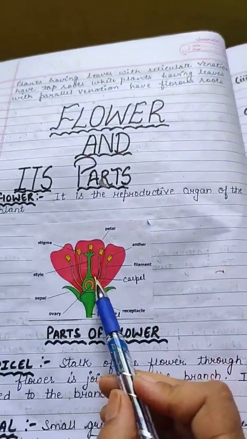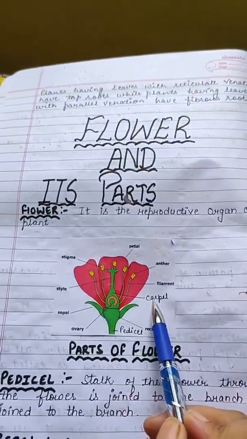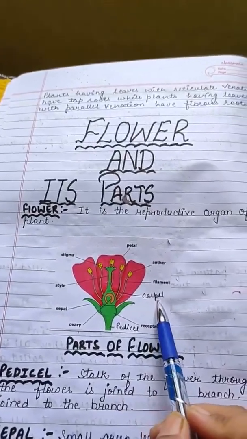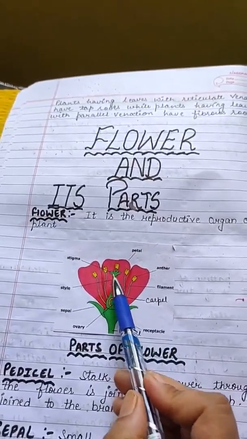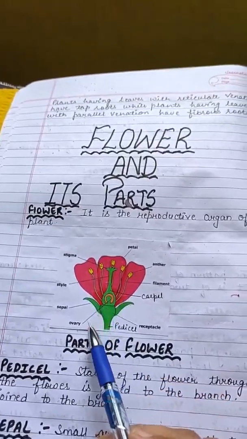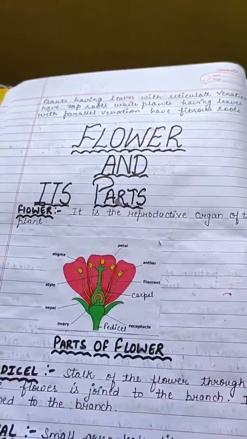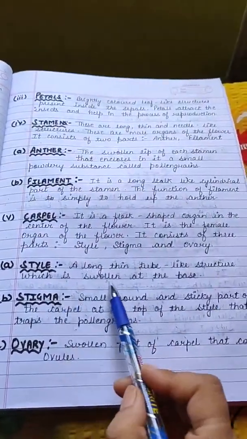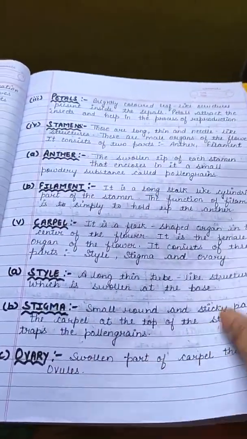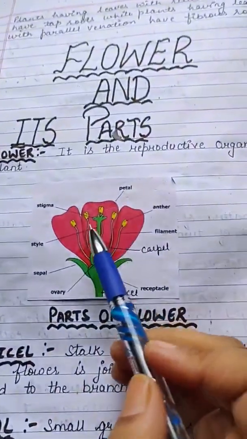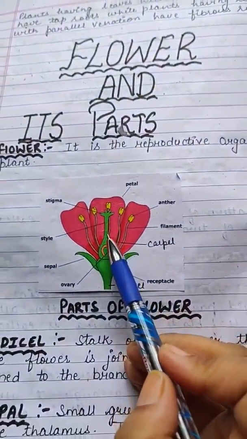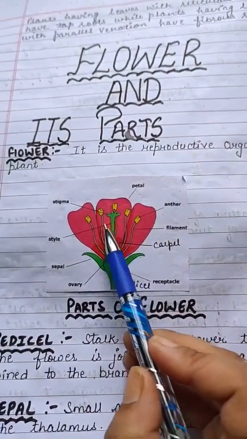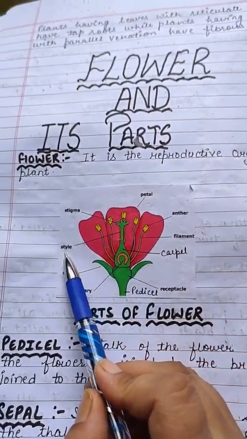So this is the carpel, and it is the female organ of the flower, and it consists of three parts: stigma, style and ovary. A long thin tube-like structure which is swollen at the base is known as style. So this long and thin structure which is swollen at the base, it is known as style.